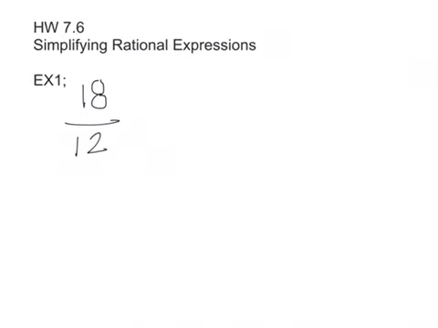Okay, let's try example 1 together. So we have this fraction 18 over 12. This is something we've done before. If we want to simplify this, we really just need to think of a number that goes into both 18 and 12 that we can divide out. So you might think of it this way: 18 divided by 6, 12 divided by 6, because that is the biggest number that goes into both 18 and 12. If I divide 18 by 6, I get 3, and if I divide 12 by 6, I get 2.